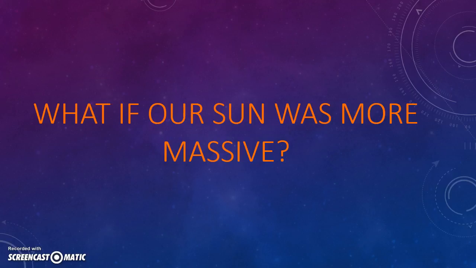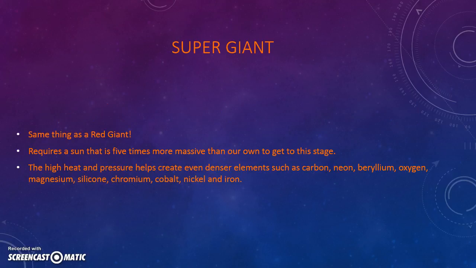That was what our sun's going through. But what if our sun was a little bit bigger? This time we get a supergiant, which is essentially the same thing as a red giant, but just bigger. To get a supergiant, the main sequence star needs to be 5 times more massive than our own. The only difference is the supergiant can make way cooler elements and it'll live longer.